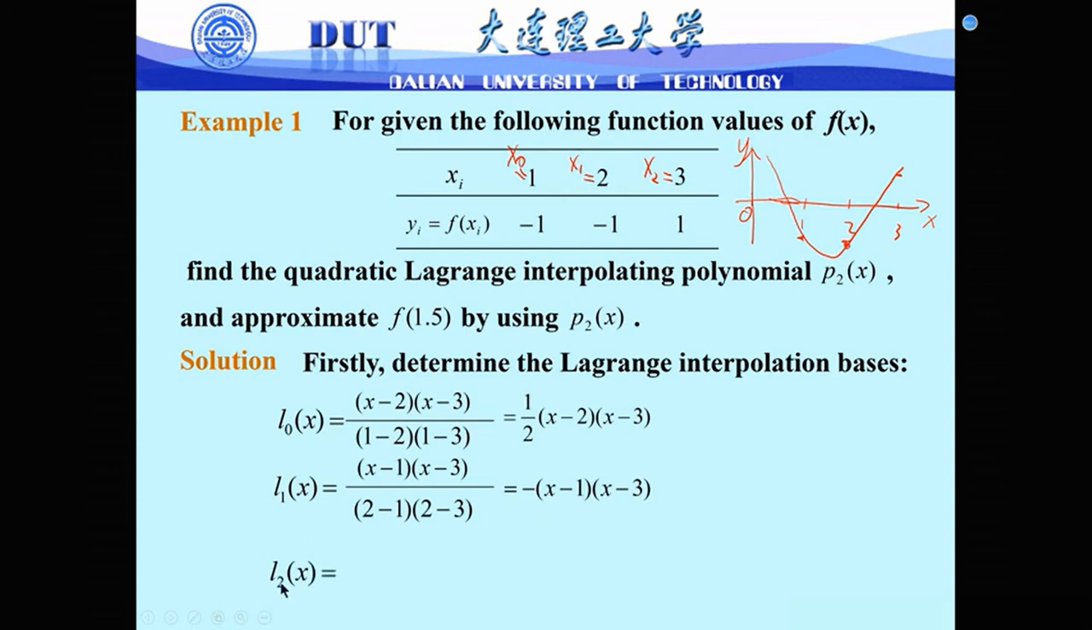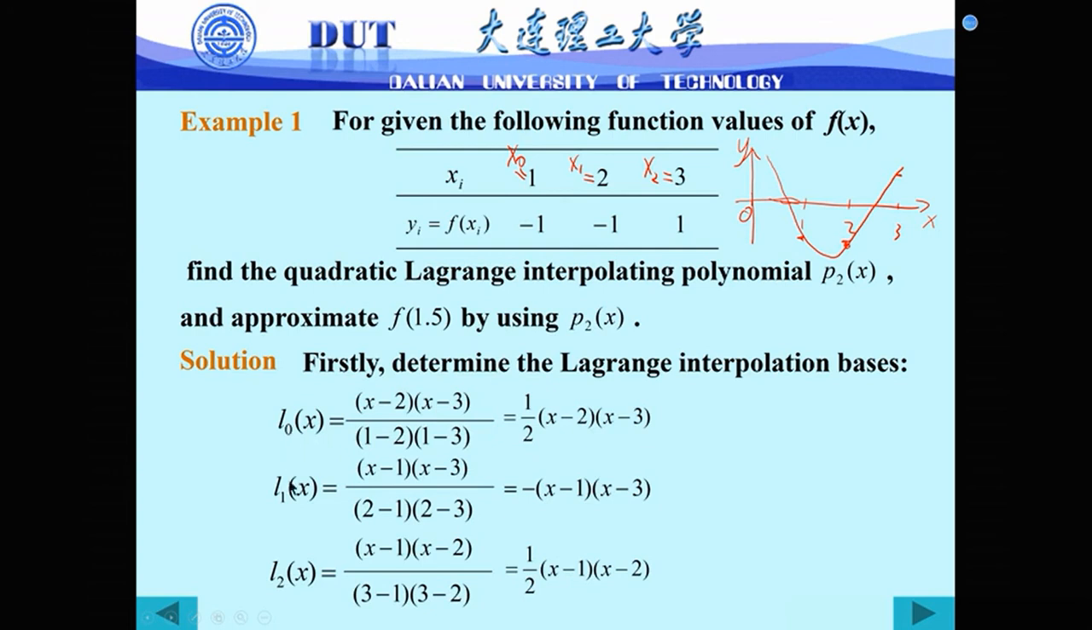Okay, last, L2. For x2, the other nodes are 1 and 2. So the numerator is x minus 1 multiply x minus 2. Then replace x by x2. You should know x2 is 3 here. So 3 minus 1 multiply 3 minus 2. Clear? Now 3 minus 1 is 2, 3 minus 2 is 1, so the denominator is 2. So L2 is 1 over 2 multiply x minus 1 multiply x minus 2. Clear? Now we obtain the 3 bases.